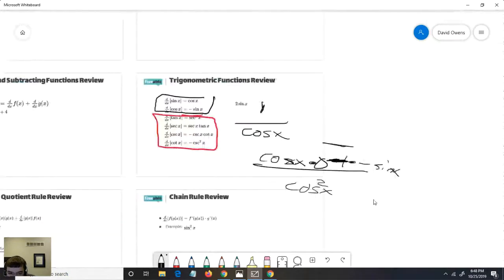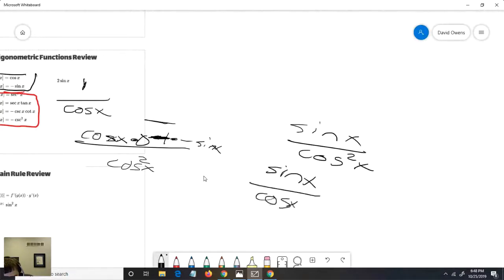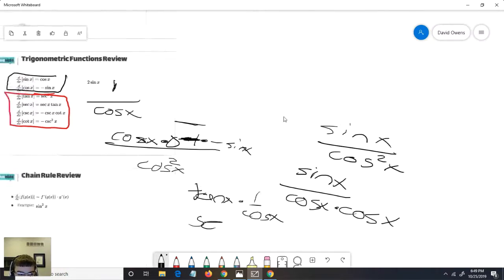Now, if we simplify this, we have sine x over cosine squared x. And you're thinking, well, that doesn't look a lot like secant times tangent. But if we simplify this, you can see that we've got sine x over cosine x times cosine x, which is equivalent, of course, to tangent x times 1 over cosine x, which is, again, equivalent to secant x tangent x. All right, so that's how you find the derivative of secant.